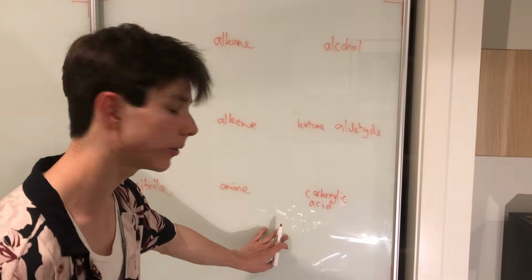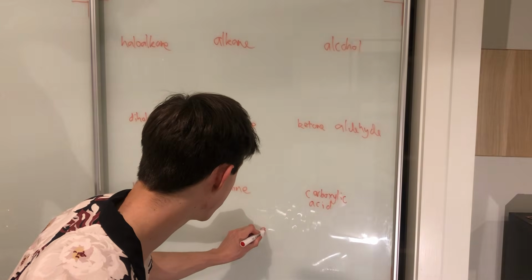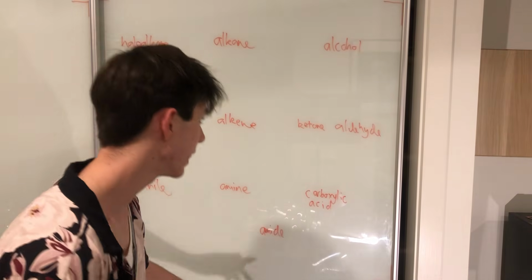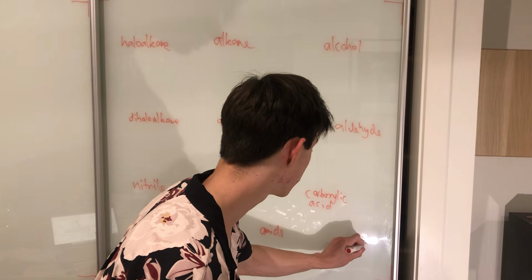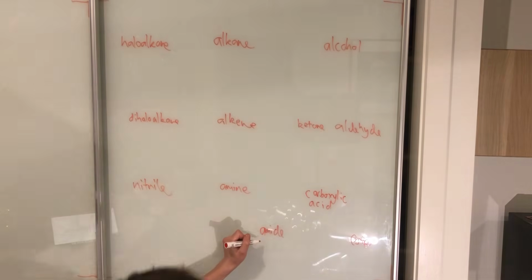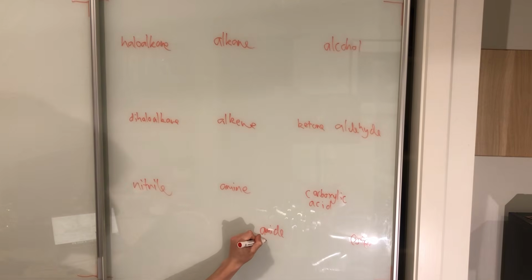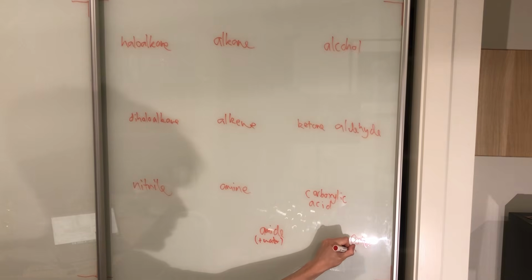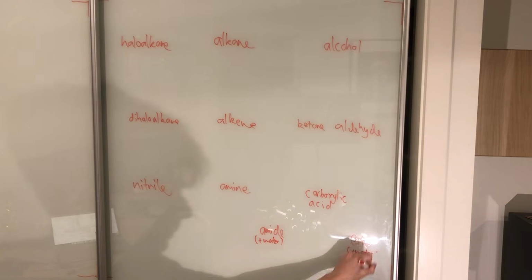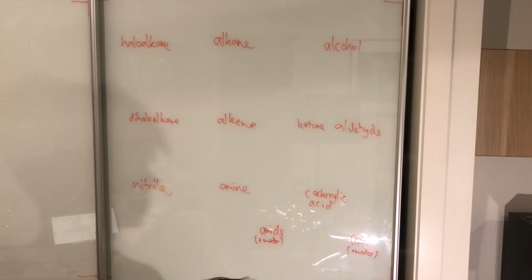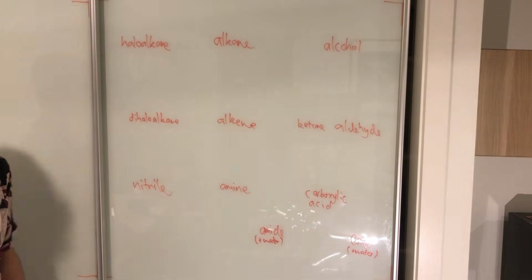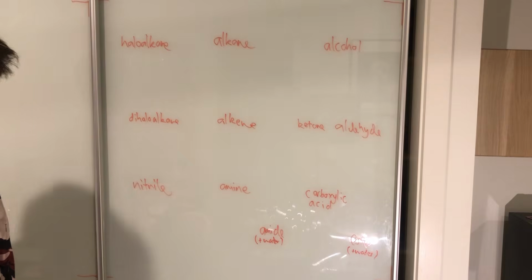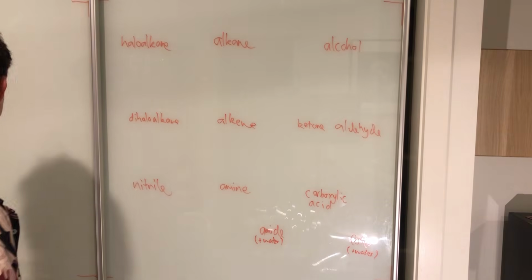Then between these two, just underneath, pop amide. And just over here, ester. And just make that amide plus water, and ester plus water. So make sure you've got that down, and we're going to fill this out with arrows and words.